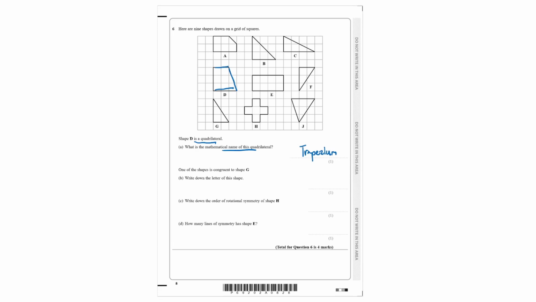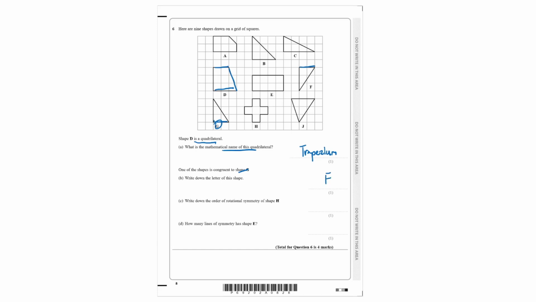Trapezium. One of the shapes is congruent to shape G. So this one, write down the letter of this shape. So we can see that of all the other shapes, only one looks like G but is simply rotated. Note how the base is 2 for G and the base for F is also 2. So we can simply write here that F is congruent to G.